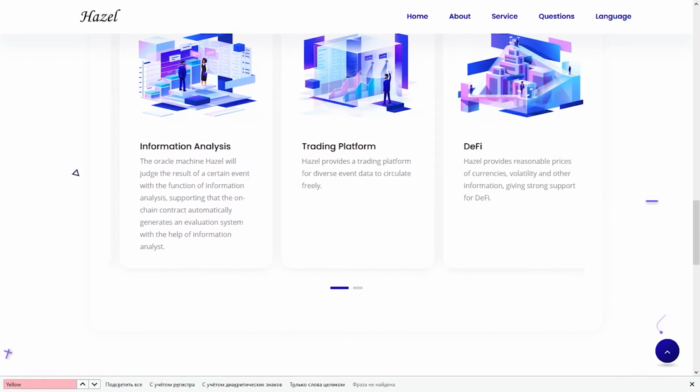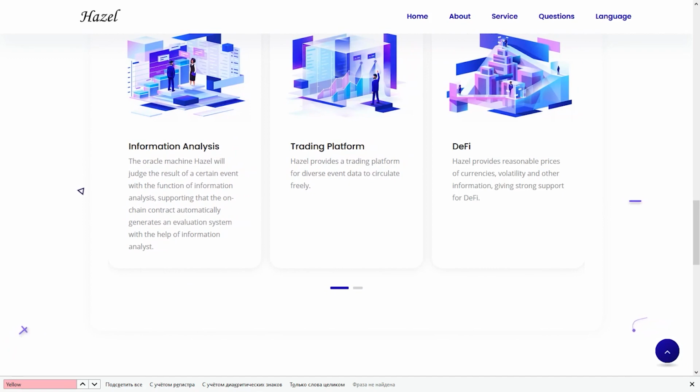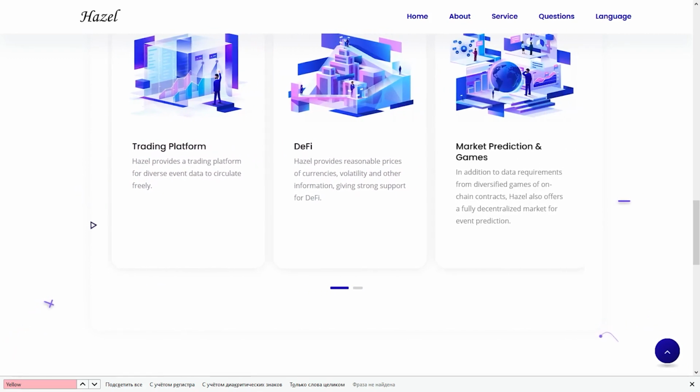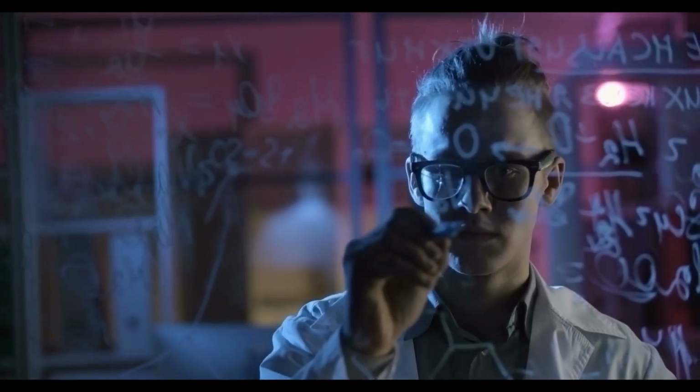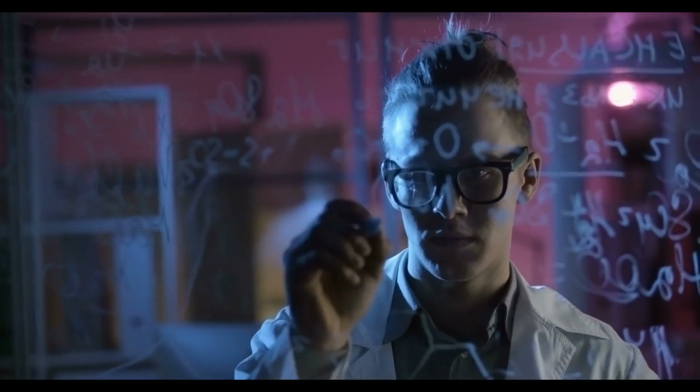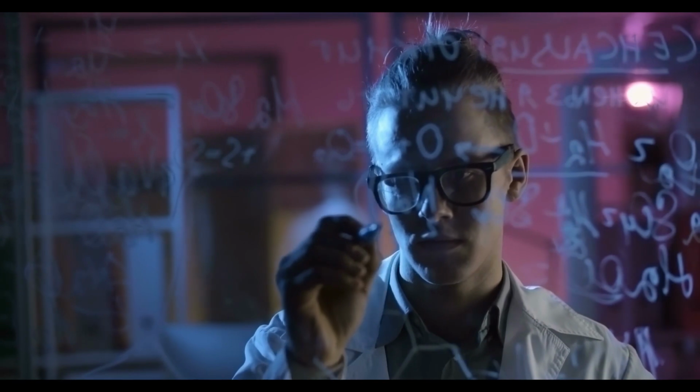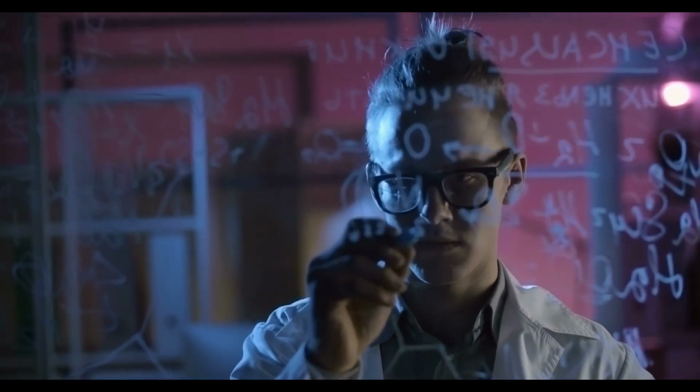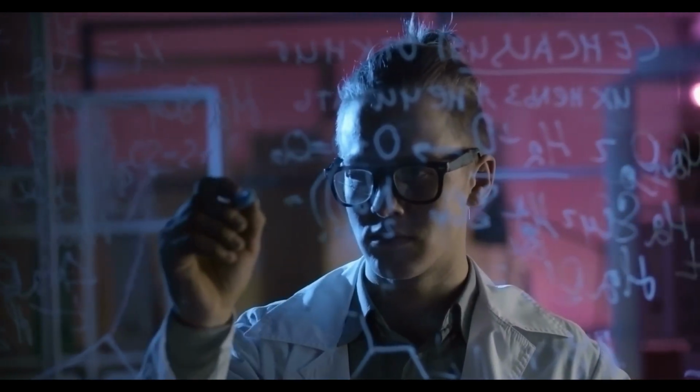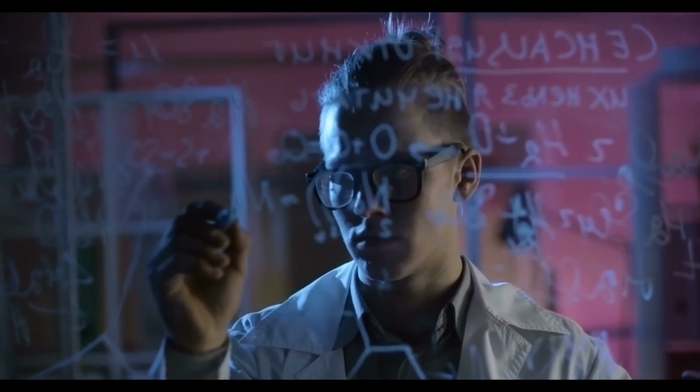DeFi: Hazel provides reasonable prices for currencies, validity, and other information, providing strong support for DeFi. Information analysis: the Oracle Hazel machine will judge the outcome of the particular event using the information analysis function, ensuring that the chain contract automatically generates an eventual system using the information analysis.